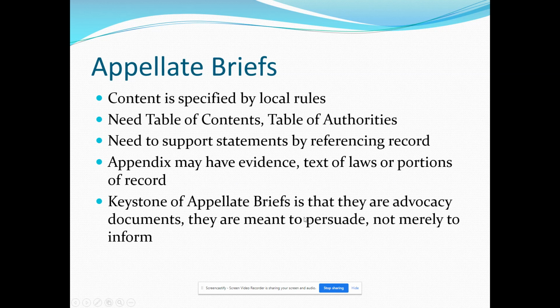And remember, the super important part of an appellate brief is they are advocacy documents. They are persuasive. They are not meant to just have a little conversation about the law. They are meant to persuade this panel of judges to rule in favor of your client.